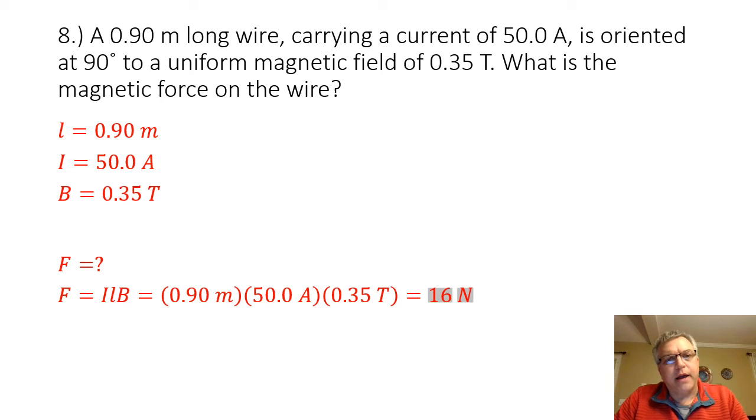Note in this problem, I didn't put the sine of theta in there. I could have put F equals ILB sine theta, but I know that the sine of 90 degrees is 1. So that's not going to change the magnitude of my force at all. I'd just be multiplying the product of ILB times 1, and that doesn't change it. So I just left it out in this particular problem just to make it simple. And if everything is perpendicular or at right angles to each other, we don't need to worry about the sine of the angle, because the sine of 90 is always going to equal 1.